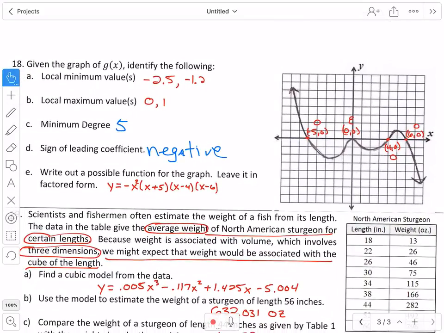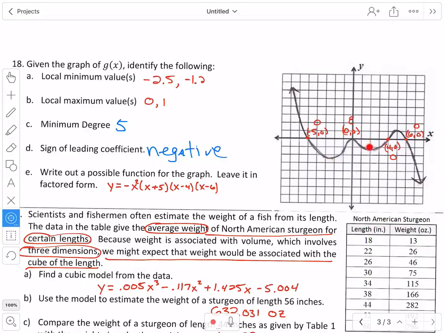Number 18. Given the graph, identify the following. Local minimum values. Minimum values are y values. Part B, local maximum values. Those are also y values. So there's minimums here. It looks like it's about 2 point something negative. I'm guessing negative 2.5. If you had negative 2.2 to negative 2.7, I'm sure that would be fine.